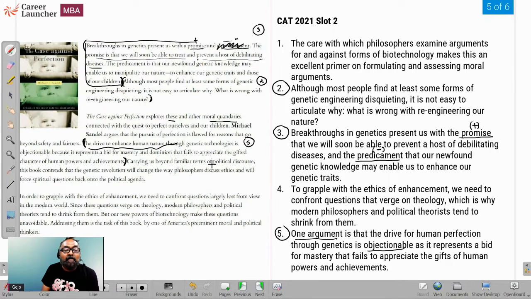Carrying us beneath the political discourse that is not there. In order to grapple with the ethics of enhancement, you need to confront the issues of moral world. Modern, since this question verges on theology, all these are combined together and created sentence number four.